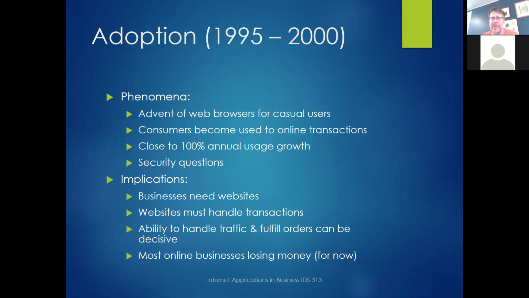Number two, websites have to be able to handle transactions, right? In 1995, you had very few websites that were capable of handling online transactions because online shopping wasn't really a thing. By 2000, yeah, there were lots of them. The ability to handle traffic and fulfill orders became entirely decisive.